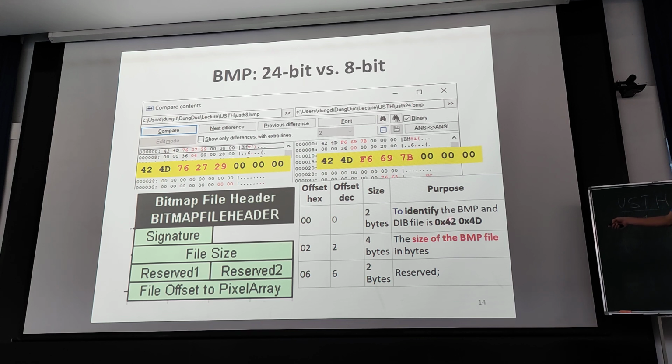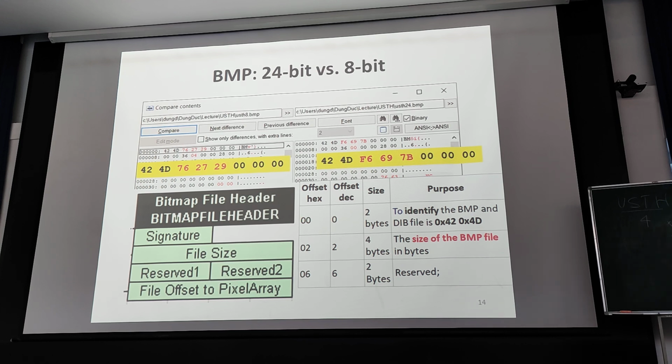And the next one is for 2 and 14 because we verify that number. And the next 4 bytes are for the size of the bitmap file. 4 bytes here: 1, 2, 3, 4. The 4 bytes are for the size of the file.